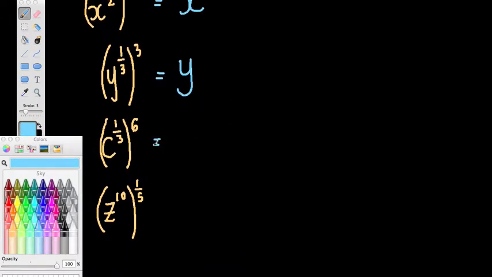This one here, I might do this in 2 steps. This is 1/3 times 6. So that's the same as 6 over 3. 1/3 times 6 is 6/3. 6 over 3 is 2. So that's actually equal to c squared when you simplify it.